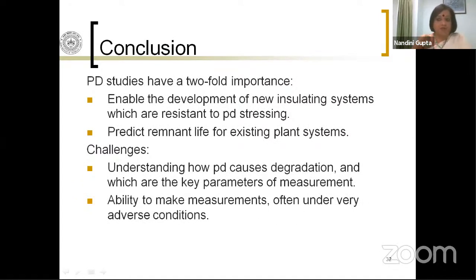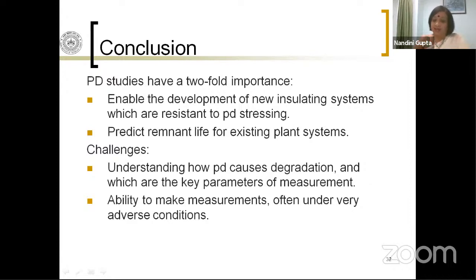Also, it's not always possible to replace every material with a material that we like. But even when we cannot do that, if we do PD monitoring, we might be able to predict the remnant life for existing plant systems. So therefore, for both these things, to prevent PD and to monitor PD, we have to have reliable strategies to gain benefit from that. We have actually come a long way. There is a large body of literature on PD measurements, PD analysis, etc. But we still are faced with certain challenges.